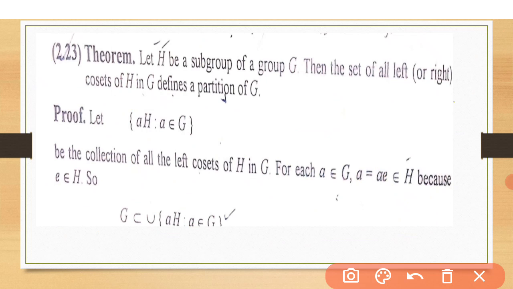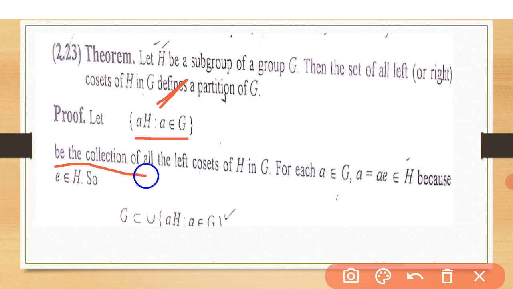So let's come to the proof. Where A is an element of G, we take the elements of G one by one, all the elements of G, and multiply them with all the elements of H, and we take all left cosets if we multiply from the left side, and right cosets if we multiply from the right side. It gives us the complete elements of G when we take the union of all left cosets or right cosets.